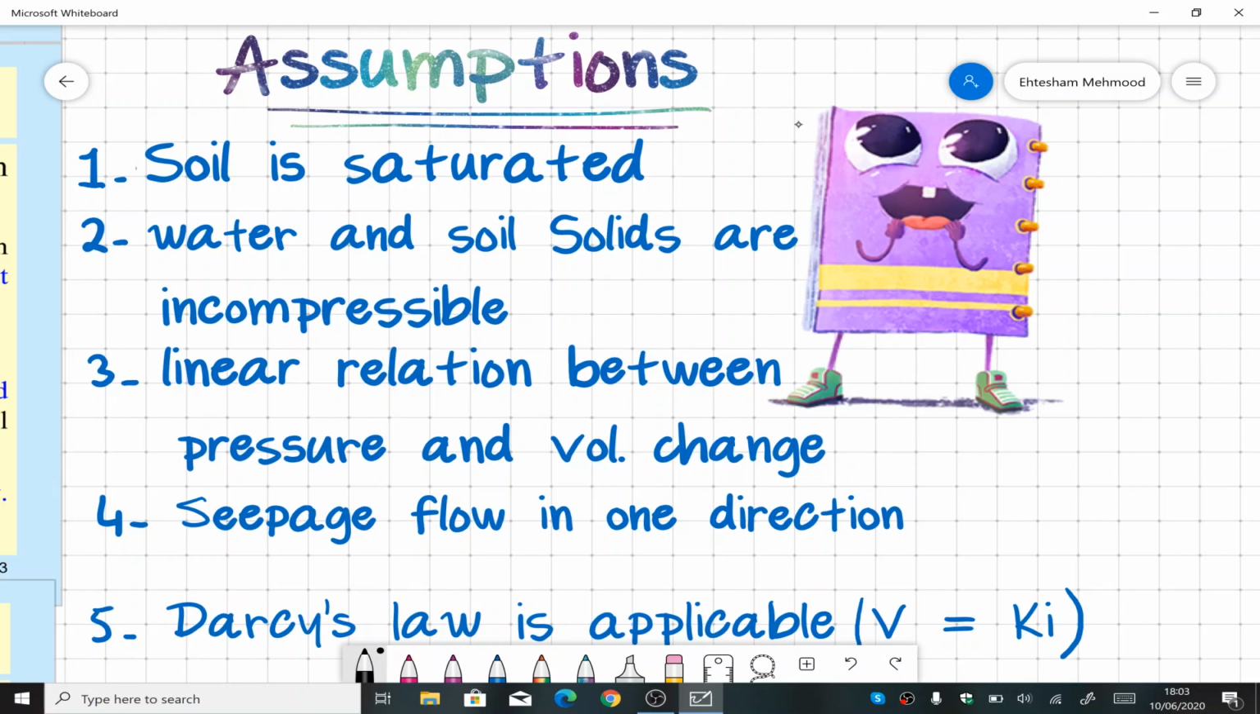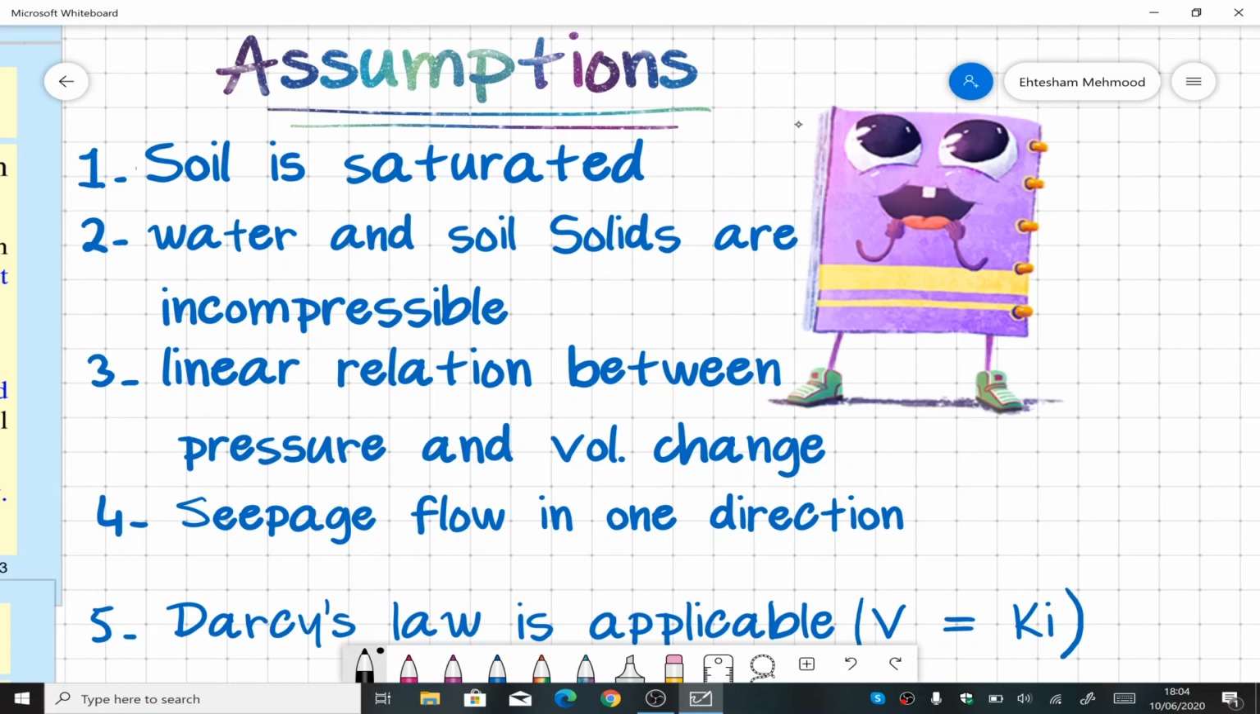So that means the only reduction in volume would be brought about by the movement of water out of the soil voids, and we have already seen that it's going to be only in one direction. Third assumption is a linear relationship between pressure and volume change. So by that I mean that if we perform a test on the soil, we apply a load and we see the relevant volume change in the soil, it is going to be a linear relationship.